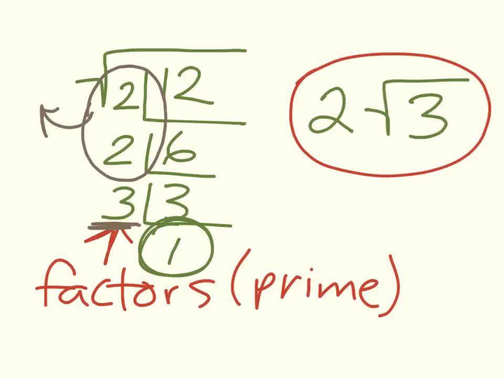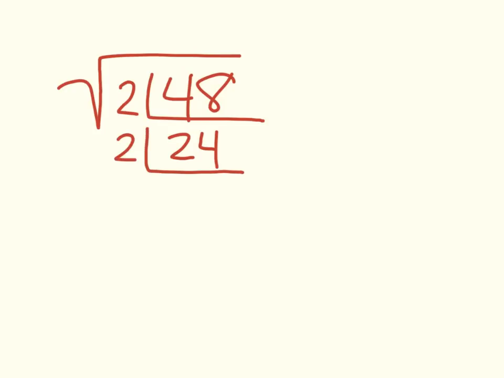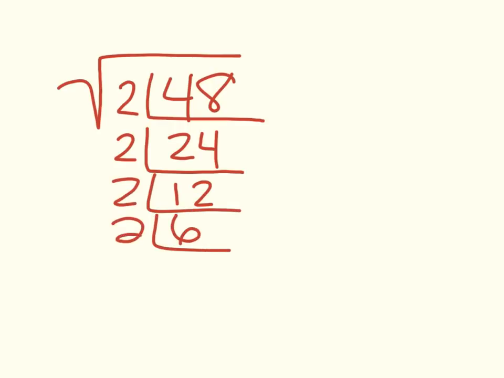Let's try another example. Okay, let's try the square root of 48. I'm going to break down square root of 48 by doing reverse division, and I always start with 2. So 48 is even, which means I can divide by 2. I get 24 left over. It's still even, I can divide by 2, and I get 12. Still divide by 2, I get 6. I can still divide by 2, I get 3.